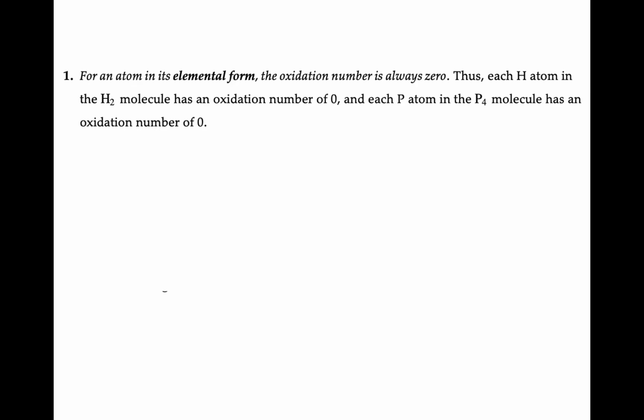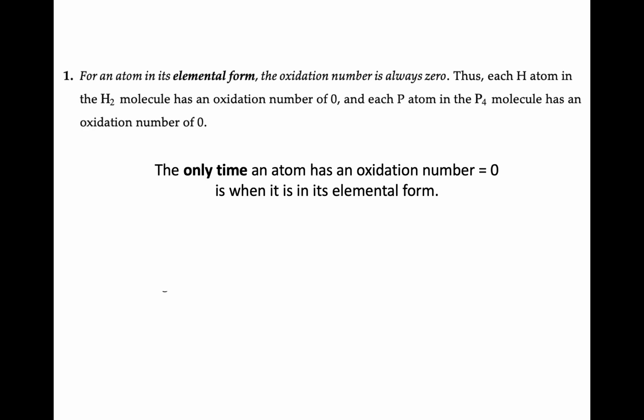There's various rules that we follow that gives us a plan for determining oxidation numbers. Here's the first one. For an atom in its elemental form, the oxidation number is always 0. For each hydrogen atom in an H2 molecule, each of the hydrogen atoms has an oxidation number of 0. Same thing for the phosphorus atoms in the P4 molecule. The only time an atom has an oxidation number equal to 0 is when it is in its elemental form.